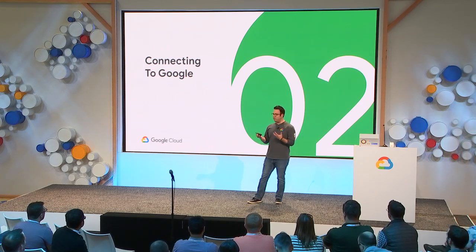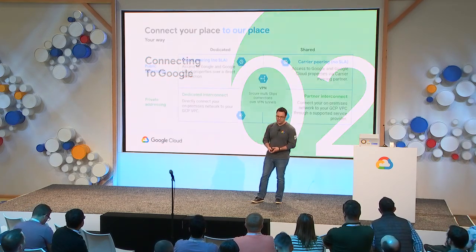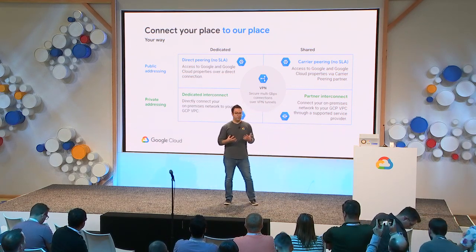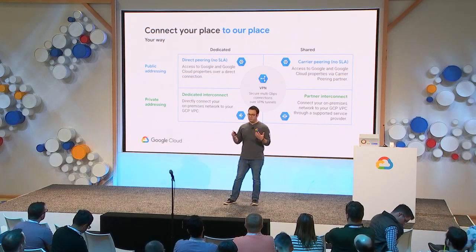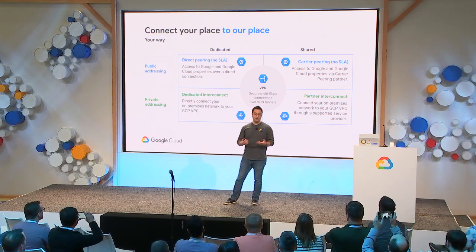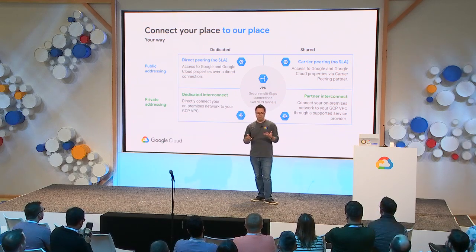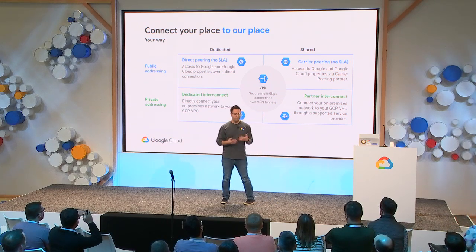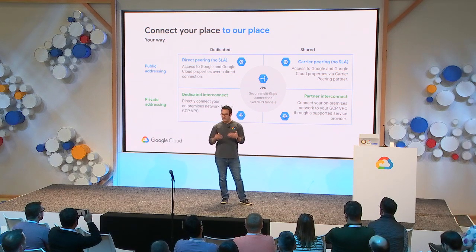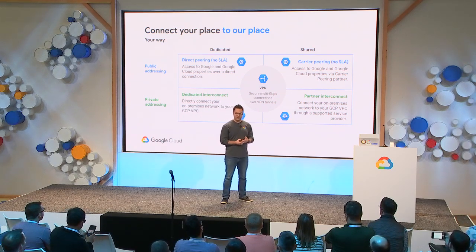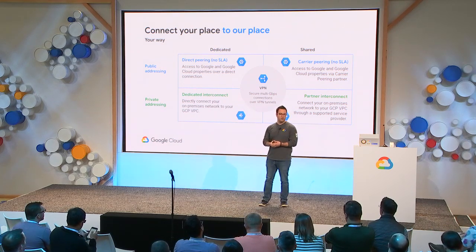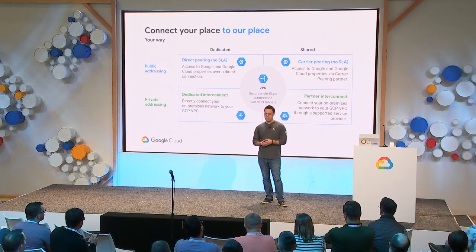So let's talk a bit about how you connect to Google Cloud. So connecting your place to our place. We actually have 5 ways of connecting to Google Cloud. We divide these into 2 different sections, public addressing and private addressing. The one at the top is the public addressing method, which is connecting to Google via the various means of peering. So direct peering is one of them, which offers the ability to connect to Google via standard peering that you would do with an internet exchange, essentially connecting your public prefixes, so public address blocks that you would own, to Google Cloud via standard BGP peering.